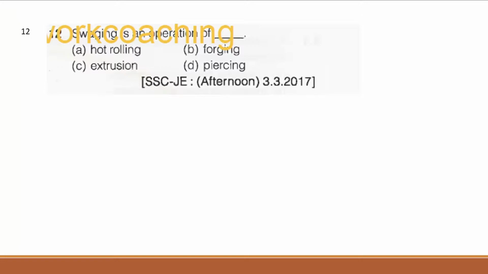So next question, guys, 12th. Swagging is an operation of forging. In the swagging process, the diameter of a rod or a tube is reduced by forcing it into a confined die by providing radial blows. That's why it is a forging operation.